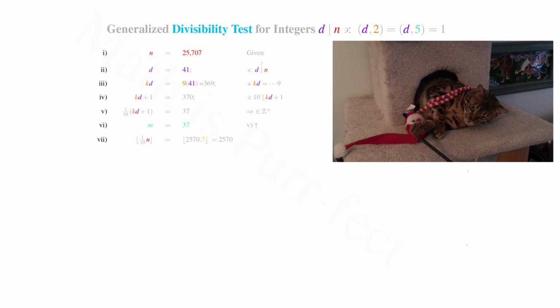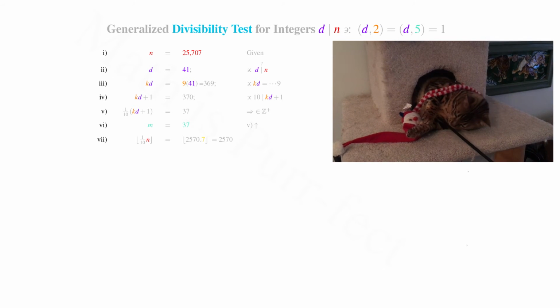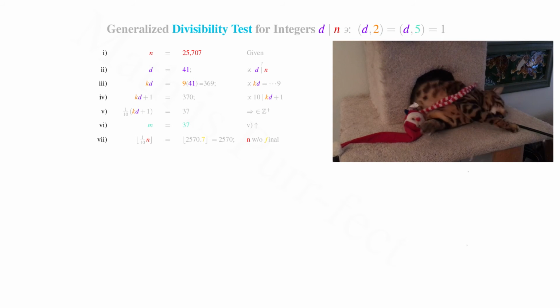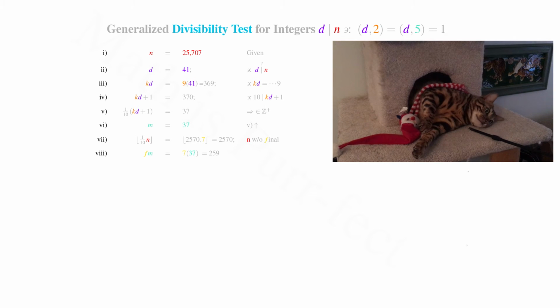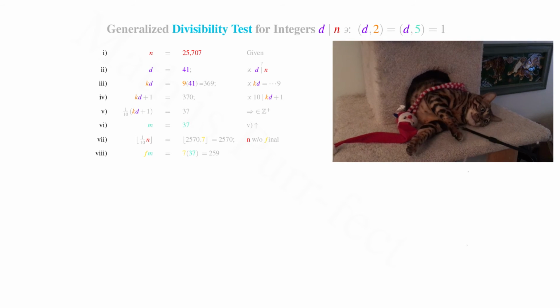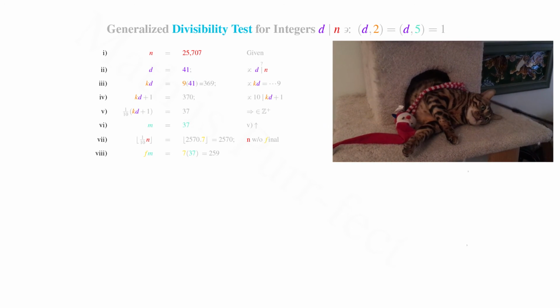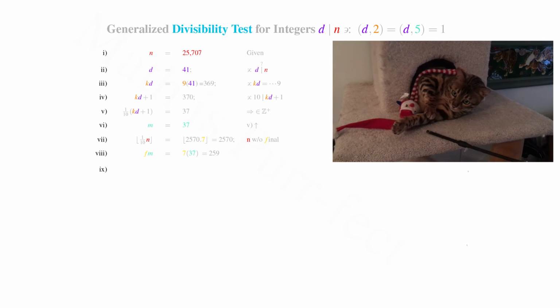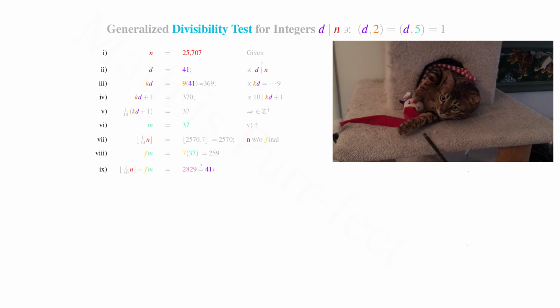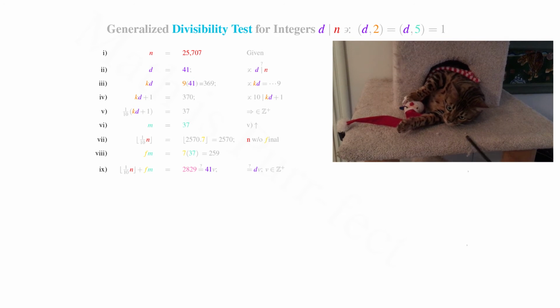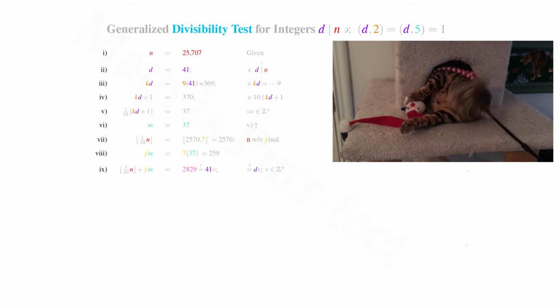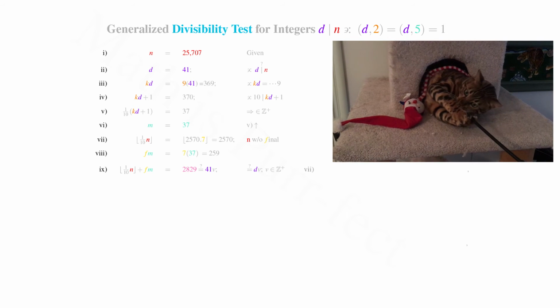Now let's begin our familiar three-step test. Truncate the final digit of our number n, resulting in 2,570. Next, multiply the yellow truncated digit 7 with the key m equals 37, resulting in 259. Finally, taking the sum of the results from the previous two steps gives us 2,829. Is this an integer multiple of 41? I haven't a clue. So let's repeat the test again.